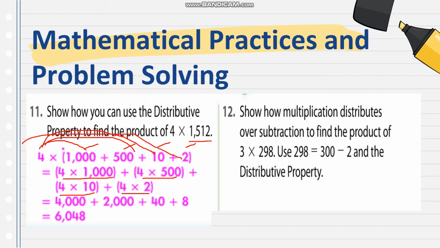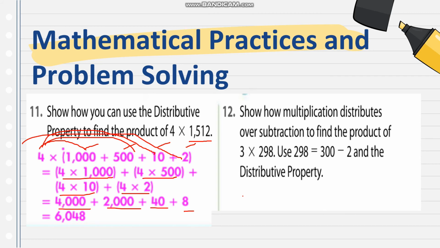So 4 multiplied by 1000 is 4000, 4 multiplied by 500 is 2000, 4 multiplied by 10 is 40, and 4 multiplied by 2 is 8. Then add all the partial products, 4000 plus 2000 plus 40 plus 8. So the answer is 6048.